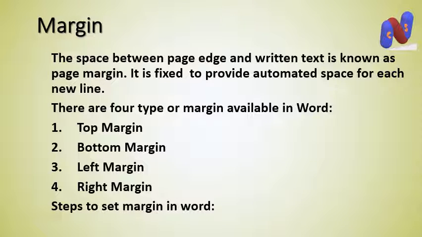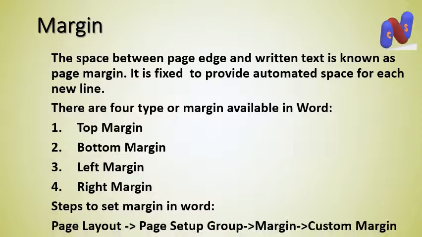Now, the steps to set margin in MS Word are: we have to click on Page Layout, then go to the Page Setup group. In the Page Setup group, we click on Margin, and then on Custom Margin, and from there we can put in new values to set the margin. This means we can set all 4 types of margin: top, bottom, left, and right, with the help of these options. First click on Page Layout, then Page Setup group, then Margin, and then Custom.